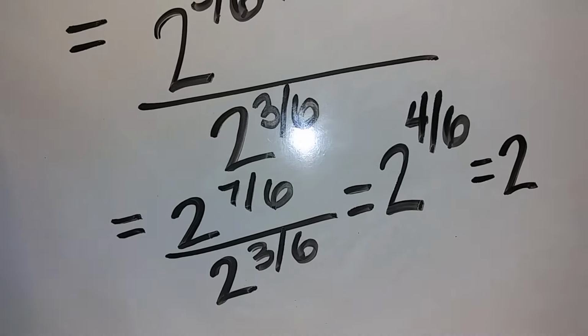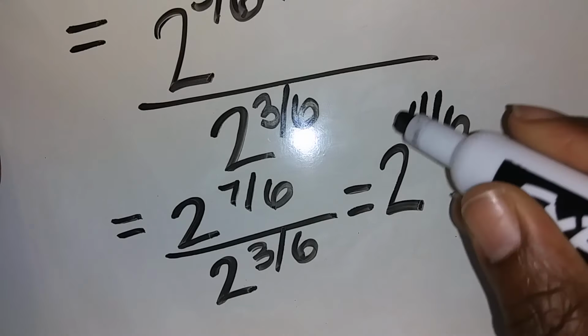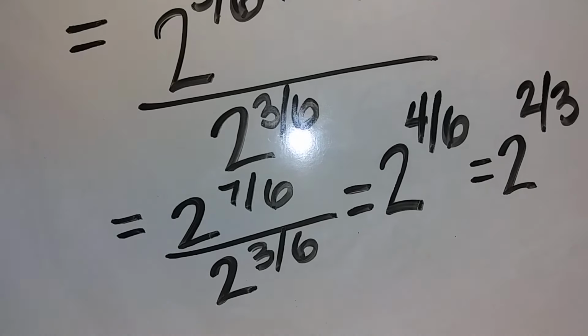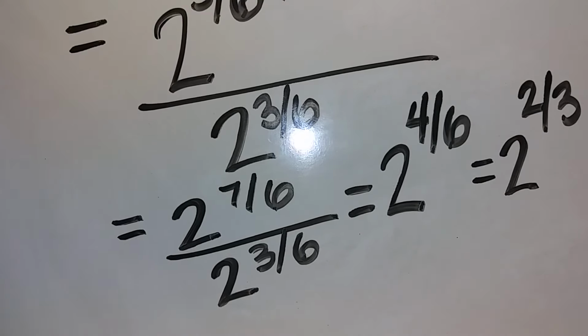And then from there, my base is 2. Now I can simplify. 2 goes into 4 2 times, and 2 goes into 6 3 times. So my answer is 2 to the 2/3. So let's go over all of that one more time, and then we're going to keep moving.